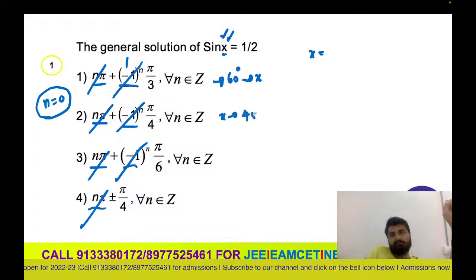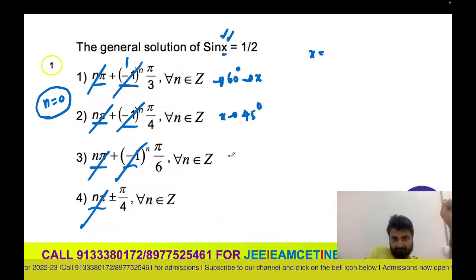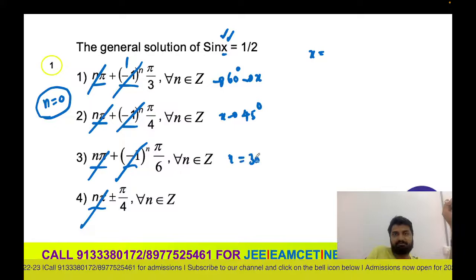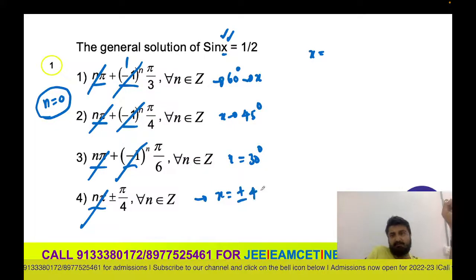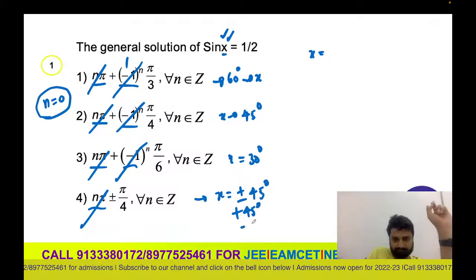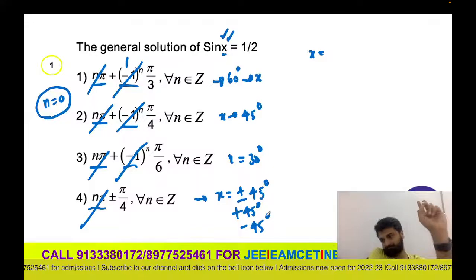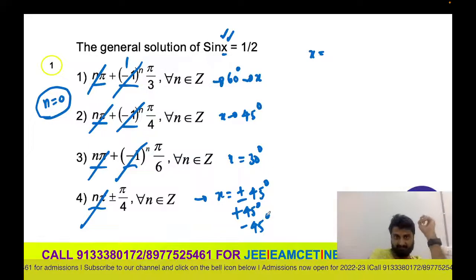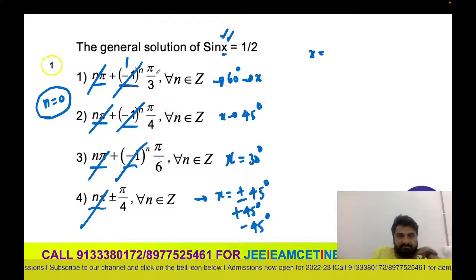So the first option means x value is 60 degrees. The second option means x value is 45 degrees. The third option is x equal to 30 degrees. And the fourth option is x is plus or minus 45. The fourth option says that x value is both plus 45 as well as minus 45 degrees. So now let's verify the options.